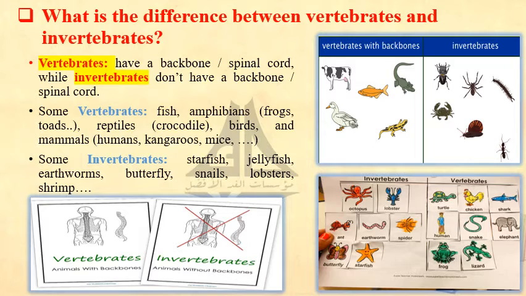Now, after defining the nervous system and knowing its parts, let's move to differentiate between two terms. What do you mean by vertebrates and what do you mean by invertebrates? The vertebrates, they are the ones that have a backbone or a spinal cord, while the invertebrates, they do not have a backbone or spinal cord.